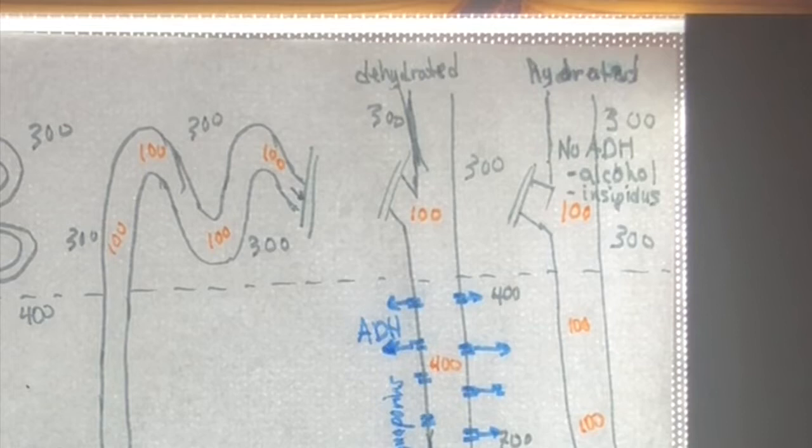So both of these scenarios are practical ways that you can still not produce enough ADH, and therefore your urine remains very dilute and your filtrate remains very dilute, even if you're in a condition where you should be retaining water. You probably won't be if you don't produce ADH. You won't produce aquaporins, and you won't reabsorb water.